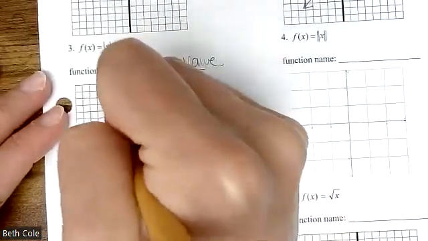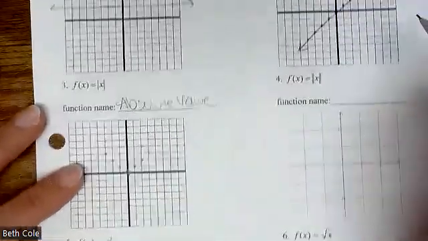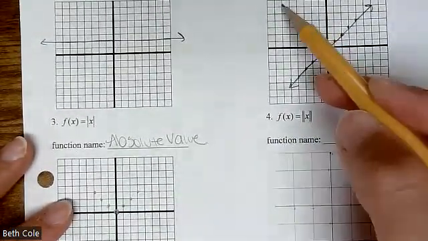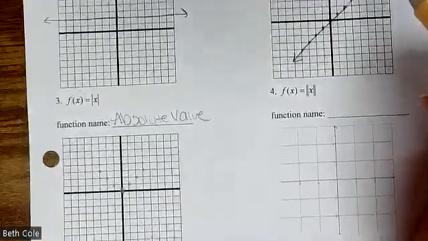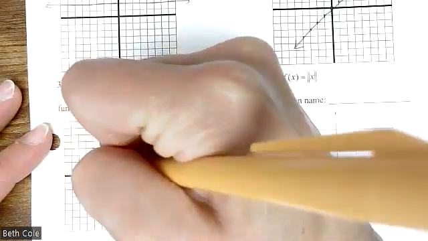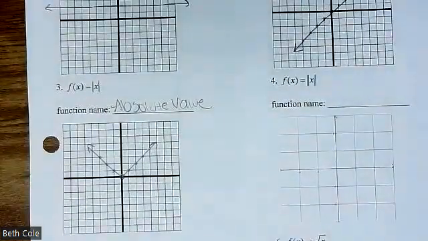It's essentially the linear graph, but this piece down here gets reflected up there. And that's because an absolute value is always positive. It's a distance from 0, and distances can't be negative. So it still goes up 1 over 1. It's still a slope of 1. It's just the negative part is now positive.